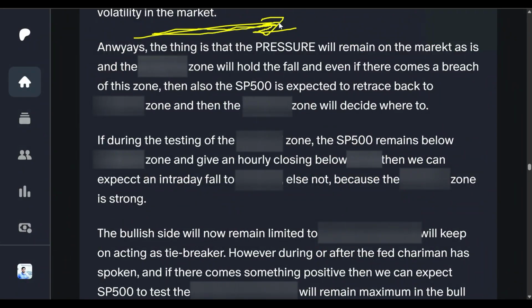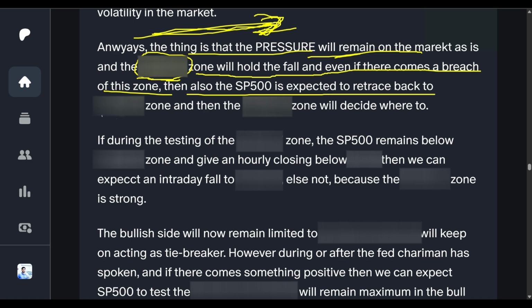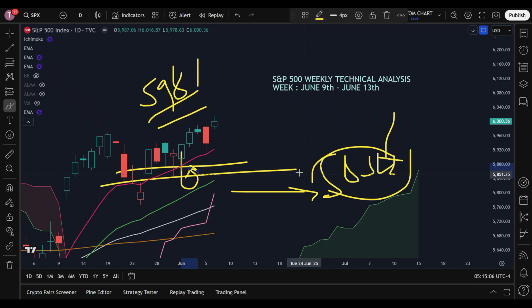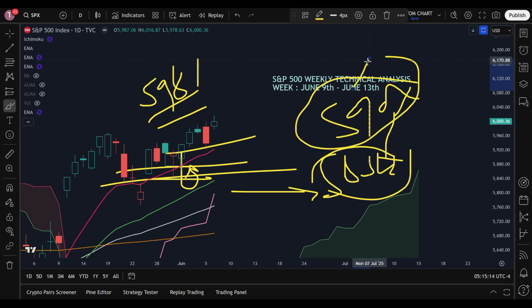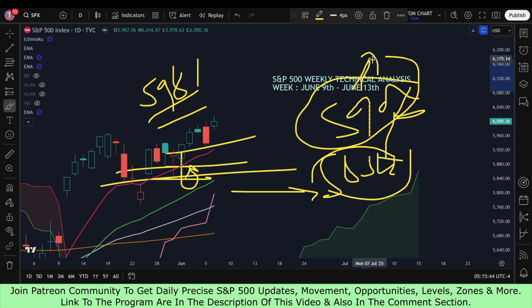That is why in my midday update to my Patreon community members on Monday, I mentioned that even though the pressure will remain on the market, the heavy support zone that starts from 585x will hold the fall. Even if there comes a breach of this zone, the S&P 500 will recover and retrace back to the zone. And because the S&P 500 sustained and closed above the zone, especially above 590x, this was the second important thing on the bull side, because 590x opens the door to more and more bullish movement, especially towards 6,000.